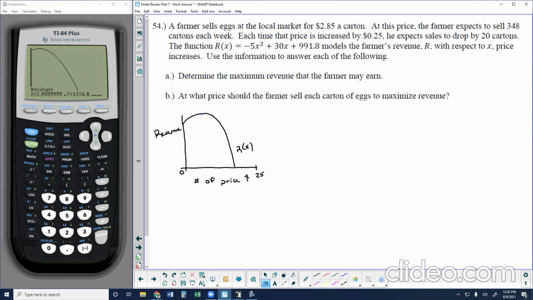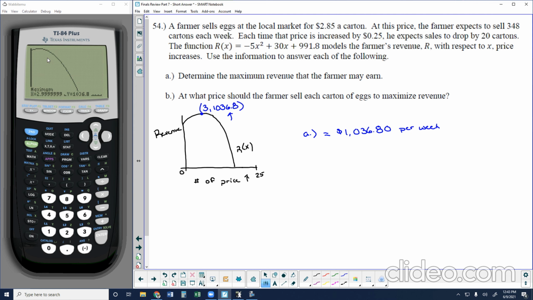So the function will occasionally, depending on where you put your points, give you a slight rounding of the answer here. So this point is actually 1036.8 approximately. So it says determine the maximum revenue that the farmer may earn. So the revenue at this maximum point, so A would be approximately $1,036.80. And this is per week, as he's selling this amount every week.